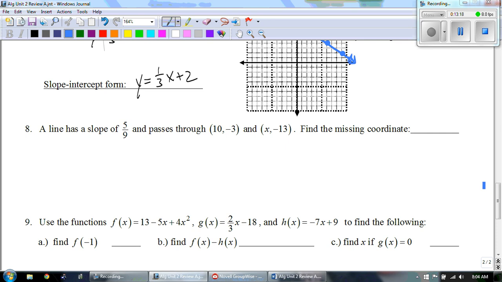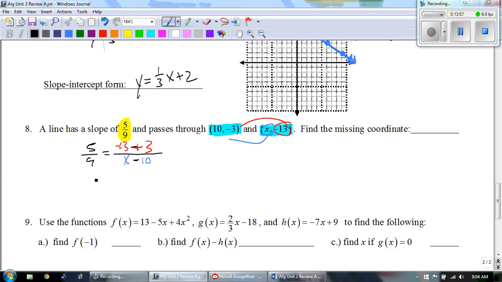Okay, a line has a slope of 5/9 and passes through the points 10, -3 and x, -13. Oh, this is where we have to find that missing variable, right? Okay, so this is what we do. 5/9 is equal to, and then we follow our slope formula. So on the top, I have -13 minus -3, so that turns to plus. And on the bottom, we have x minus 10.